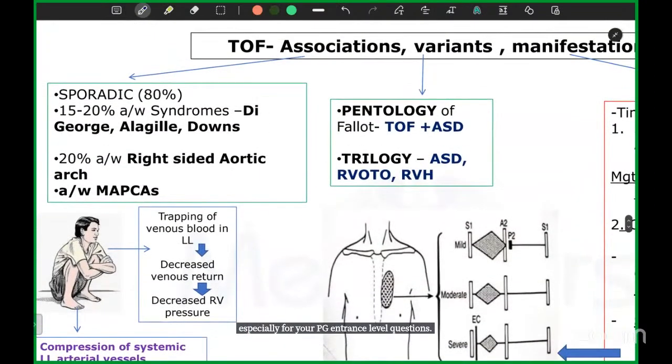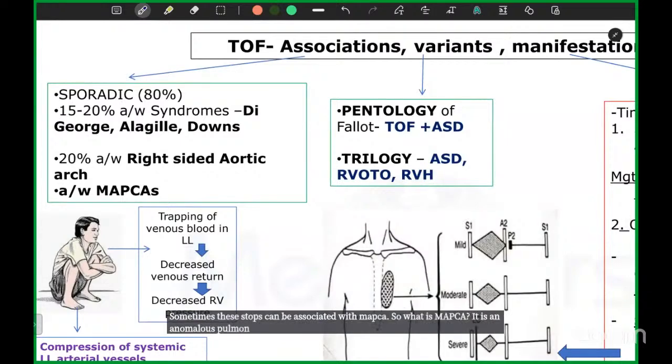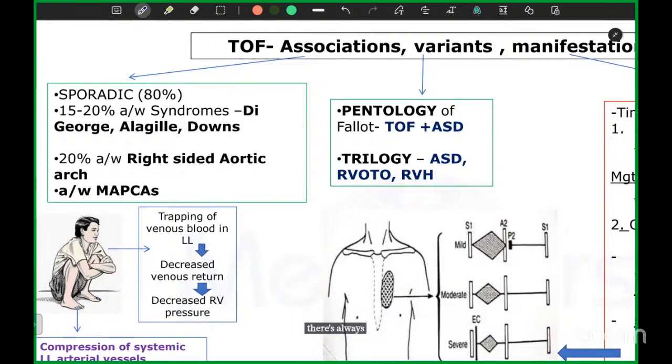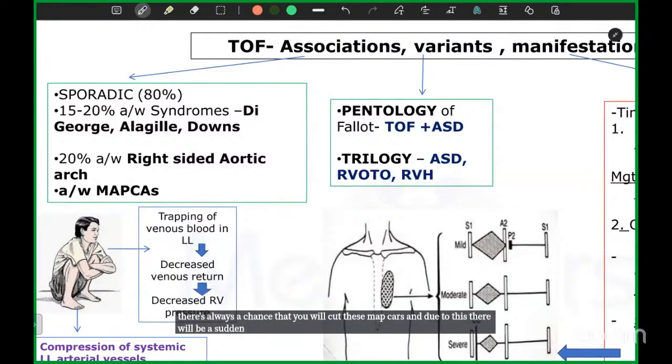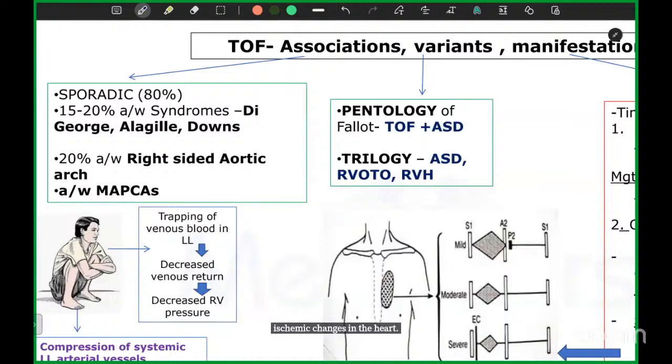Sometimes these TOFs can be associated with MAPCA. So what is MAPCA? It is an anomalous pulmonary circulation, anomalous pulmonary and coronary arteries, which are arising, and they exactly override the place where the aorta is over the VSD. So what happens is, if a TOF is associated with MAPCAs, during surgical opening, there's always a chance that you will cut these MAPCAs, and due to this, there will be a sudden decrease in coronary perfusion that may precipitate ischemic changes in the heart. So you should always be careful about TOF with MAPCAs.